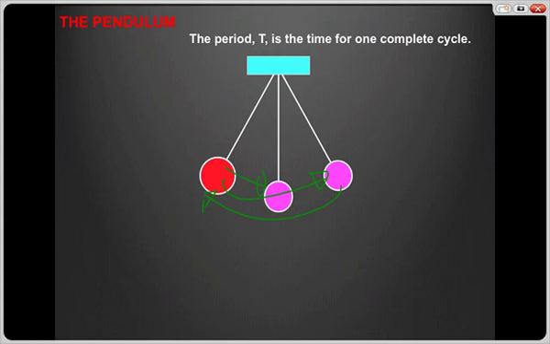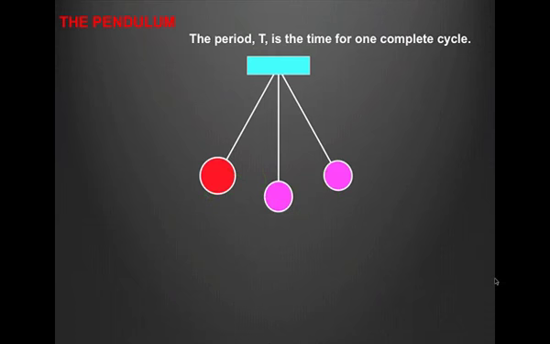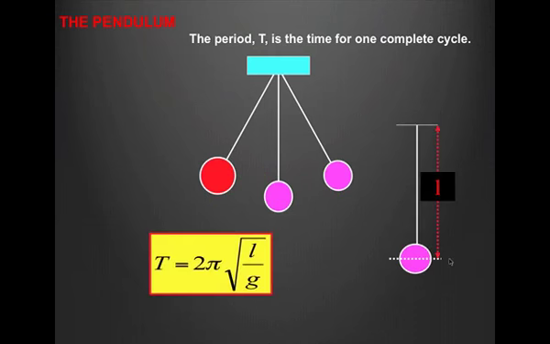And sometimes questions are going to ask you based on the pendulum swings from its maximum displacement down to its equilibrium position in 0.1 seconds. It might tell you that. Well, from that, you should know what? That would be a quarter of the full period. So I'm going to have to multiply that by 4 to get the period of my pendulum. So do not be fooled if they give you information like that. You know that you're talking about a full range of motion.